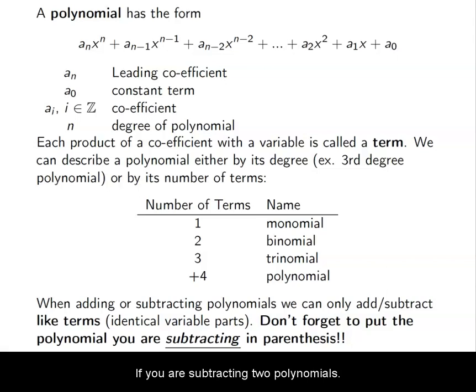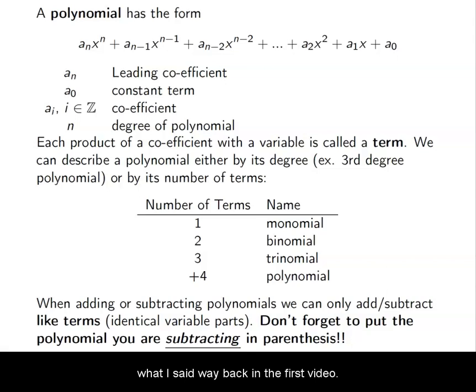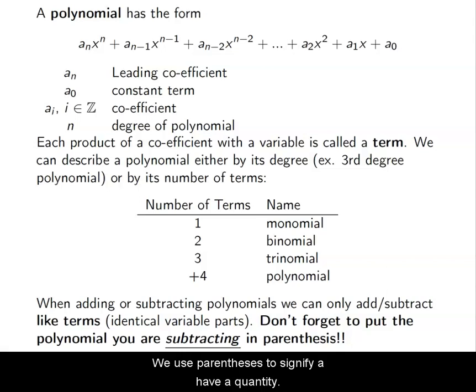If you are subtracting 2 polynomials, you are taking one polynomial and subtracting from that another polynomial. So remember what I said way back in the first video. We use parentheses to signify I have a quantity here. My polynomial is a quantity. If I choose an actual value for these x values and do the math, I will get a number out. So my polynomial represents a quantity. So when I'm subtracting 2 polynomials, I'm taking one quantity and subtracting from that another quantity.